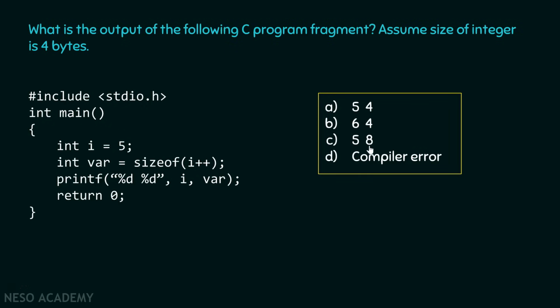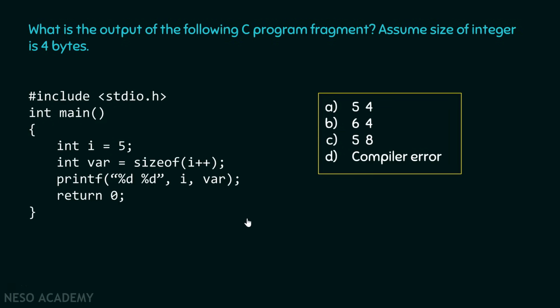Therefore, C cannot be the answer because here the size of this particular operand printed is 8. It can be B or it can be A. You might think the answer is B, as inside the sizeof operator, this particular expression will get evaluated, that is post incrementing the value of I. After post increment, value becomes 6 and 6, 4 will get printed, right? No, this is not the answer.